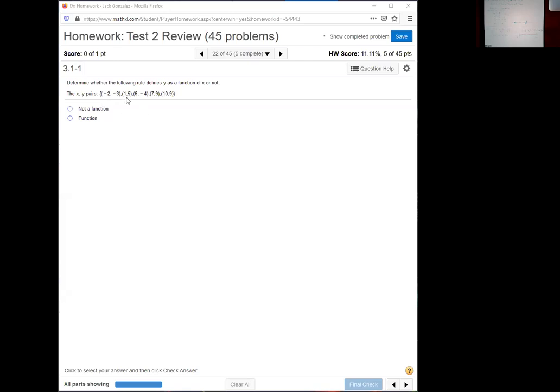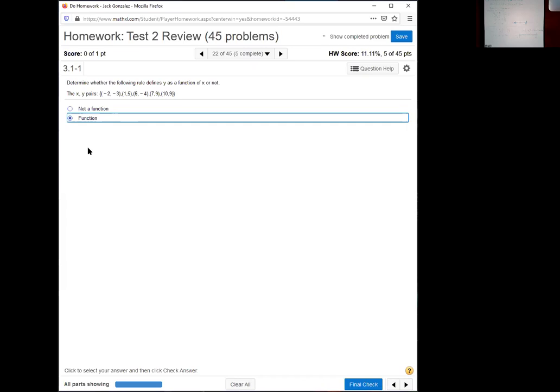Number 22. Here now they're starting to talk about functions. To determine whether the following rule defines y as a function of x, or why it's not. So I know this is a simple yes or no, but you need to explain yourself. The first thing you should check is, does the x repeat? -2, 1, 6, 7, 10. It looks like there is no x repeating. So you can say that by definition, every x has exactly one y. So I'm good.